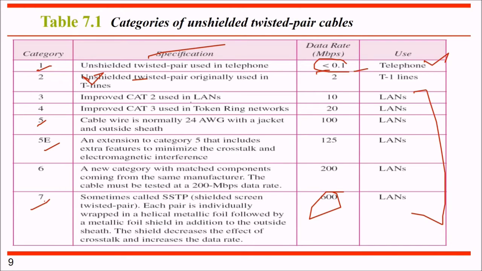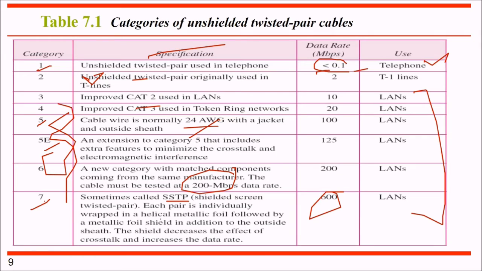These are improved Cat2, Cat3. Then we have cable wire, which is normally 24 AWG with a jack and outside sheet. Then we have Cat5, and you also have a new category with matched components coming from the same manufacturer. The cable must be tested at 200 Mbps. Then we have SSTP, shielded screen twisted pair, where each pair is individually wrapped in a helical, again helical like this.